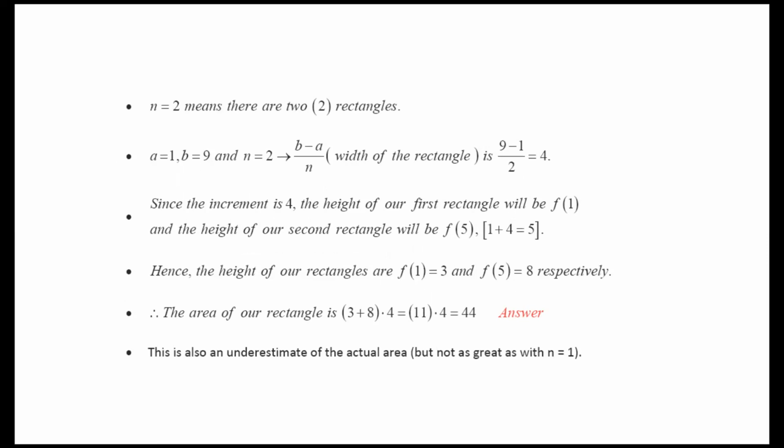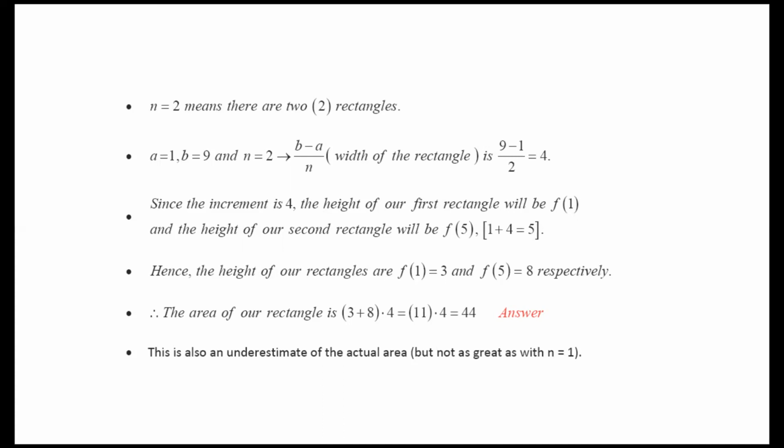We've got to find out what B minus A over N is. Now, in this particular problem, B is 9. It always will be 9. And A is 1. It always will be 1. So 9 minus 1 here is going to be 8. But before we divided by 1, and that gave us an 8 for our width. Now we're dividing by 2, and this is going to give us a 4.